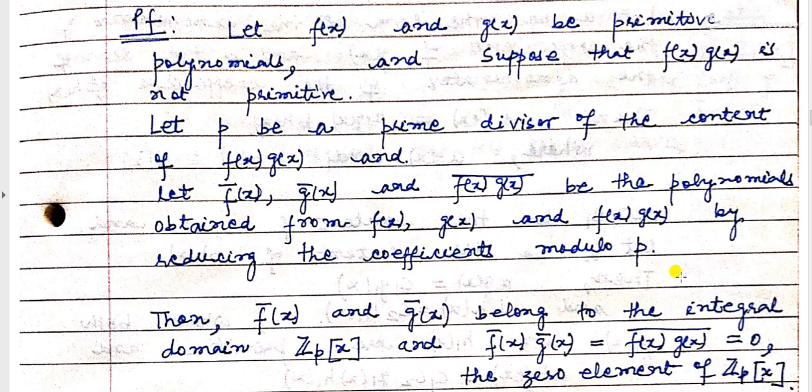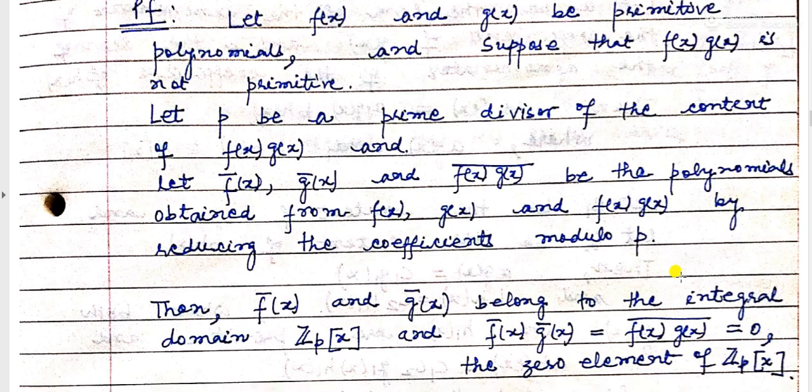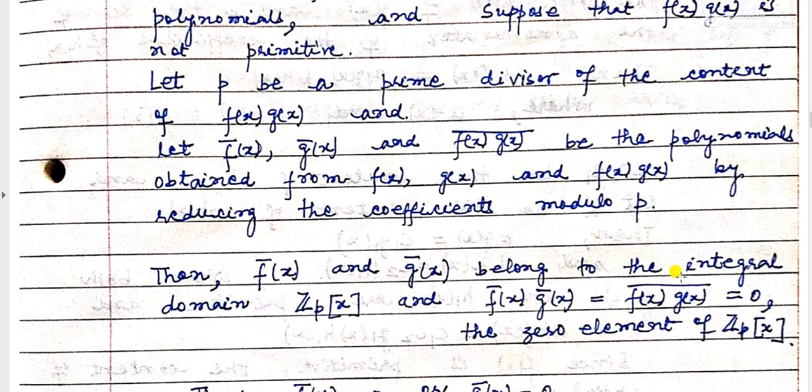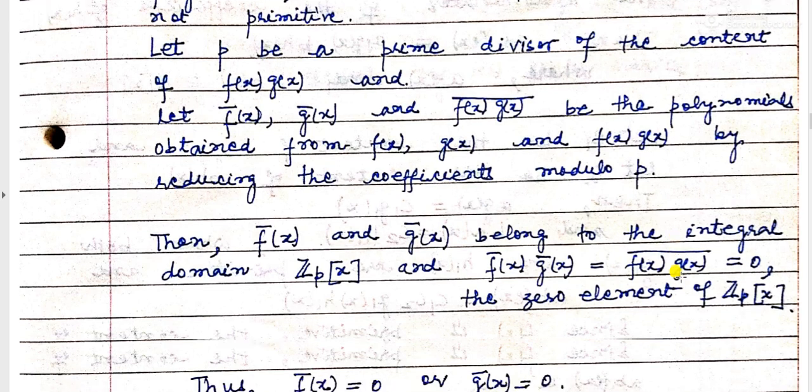Then f bar(x) and g bar(x) belong to the integral domain Zp[x], and f bar(x) g bar(x) will be (f(x)g(x)) whole bar. It will be 0 because p is a multiple of each of the coefficients, because p is the GCD of the coefficients of this polynomial, because it's the content. So it will be 0 because all the coefficients are multiples of p. So f bar(x) g bar(x) is 0.